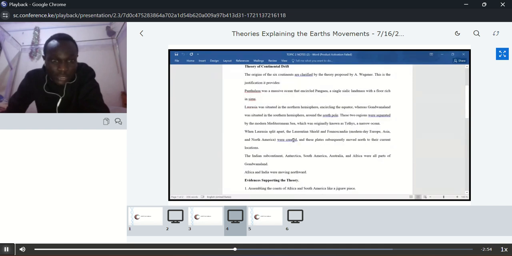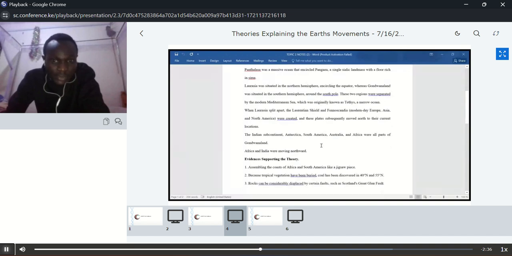These two regions were separated by the modern Mediterranean Sea, which was originally known as the Tethys, a narrow ocean. When Laurasia split apart, the Laurentian Shield and Fennoscandia, that is the modern-day Europe, Asia, and North America, were created. And these plates subsequently moved north to their current locations.